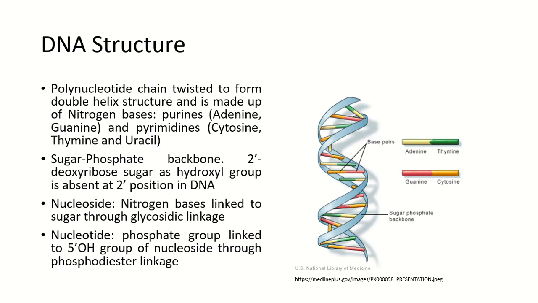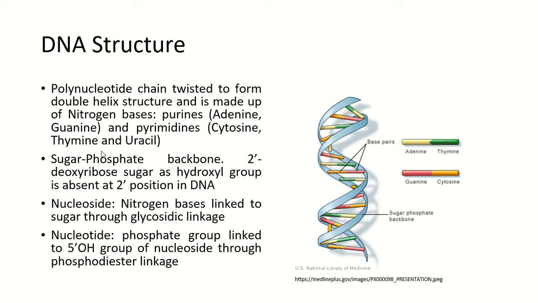Starting with the basics of DNA structure. So, there is a sugar phosphate backbone on which the nitrogen bases are attached. Nitrogen bases are of two types: purines, adenine and guanine, and pyrimidines, cytosine and thymine. Uracil is present in RNA in place of thymine. So, in DNA, the nitrogen bases are adenine, guanine, cytosine and thymine. Okay. Now, sugar phosphate backbone.